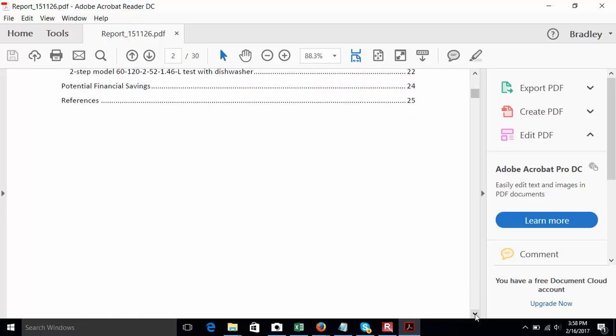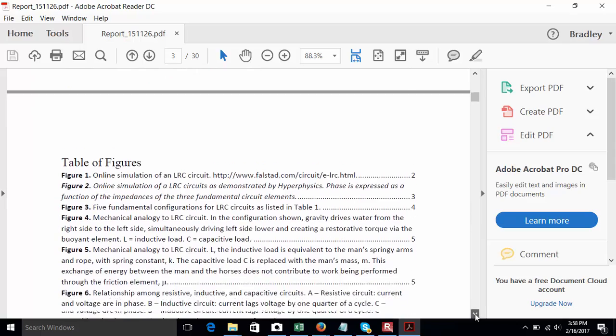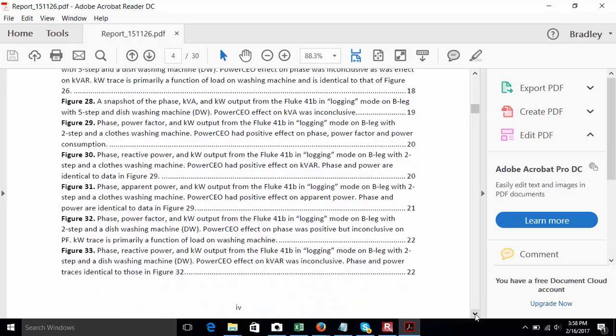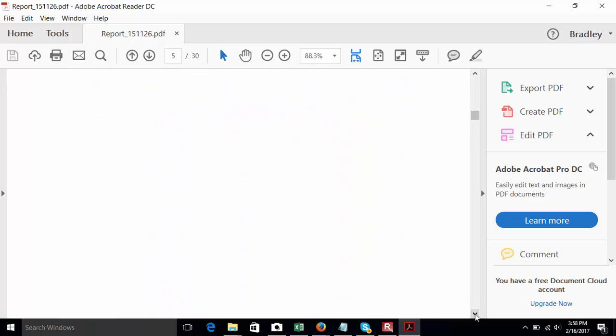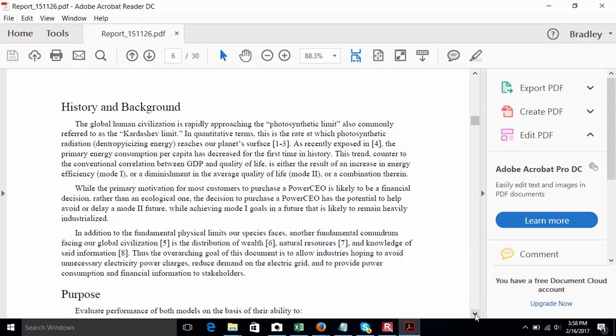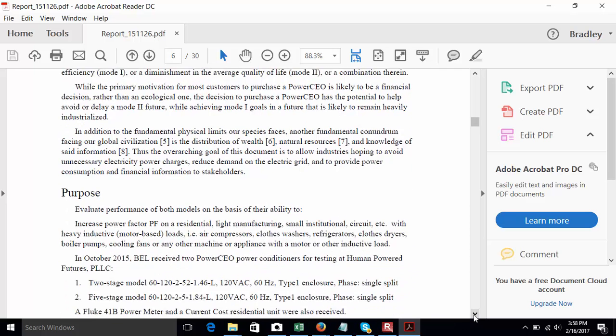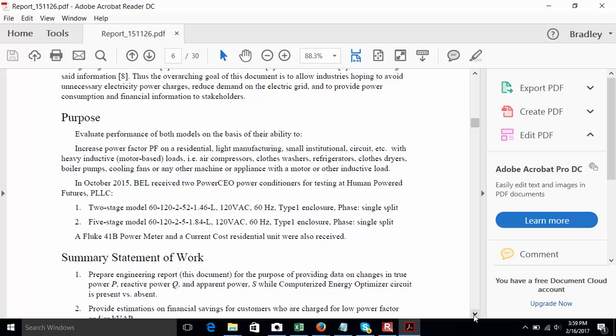Okay, so what I do is I start this out with a little bit of a physics and mechanics lesson. You've probably seen some of this before. We talk about our rate of energy consumption.